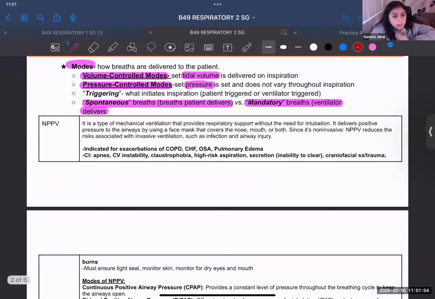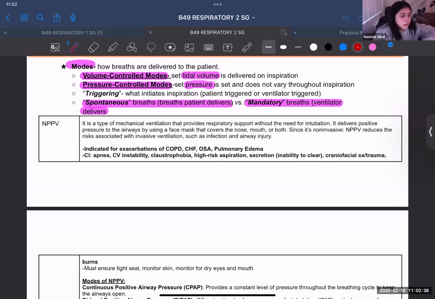To explain this, because it is super confusing and I understand, you've never seen anything like this before. Modes are how breaths are delivered to the patient. In what way are we delivering? Again, we have those two types of ways ventilators can deliver: pressure and volume. Pressure is the push, how we're pushing the air, and volume is the actual amount of air we are delivering to the patient. With a volume controlled mode, we have a set tidal volume, so how much volume we're giving whenever they inhale. And with pressure controlled, what is the set pressure that we have set, and how do we make sure that it doesn't vary while they're inhaling?